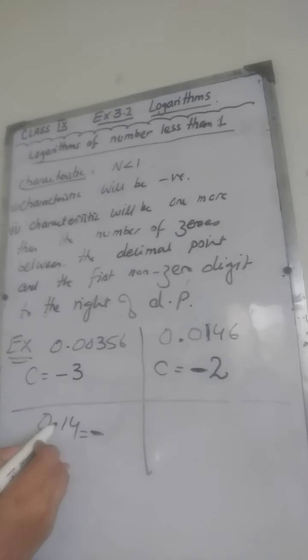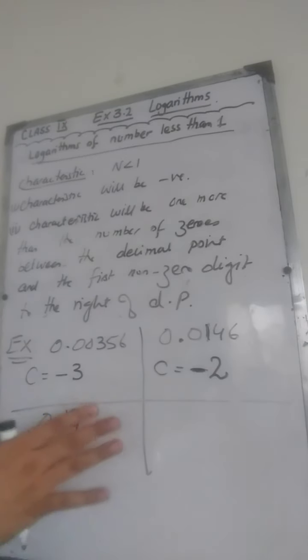Now over here the decimal point is here, and the non-zero digit is exactly after the decimal point. There are no zeros between them, so the characteristic will be negative, and the number of zeros between them is zero. So the characteristic will be 0 plus 1, which is 1. You don't have any zero between these two, so the characteristic will be 1, because it is always 1 more than the number of zeros you see here. So this is how we find the characteristic of a number which is less than 1.